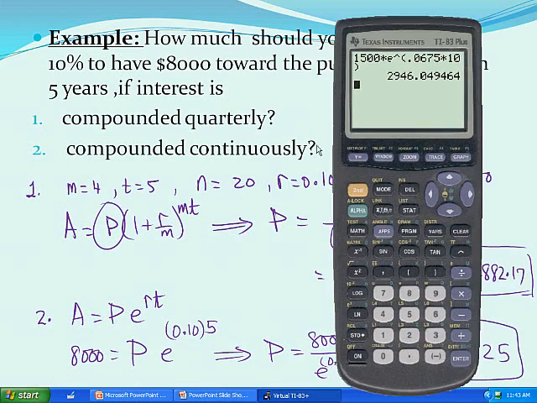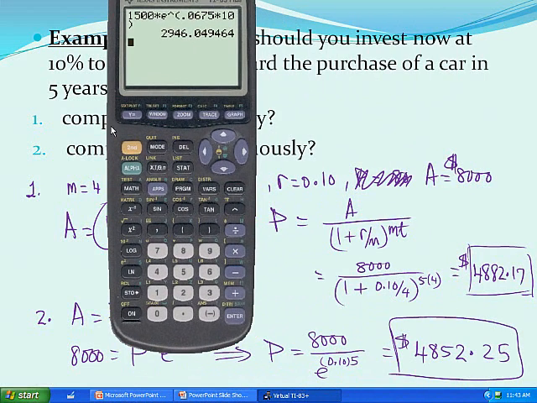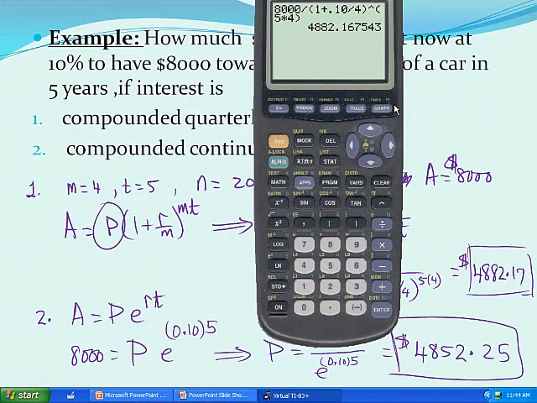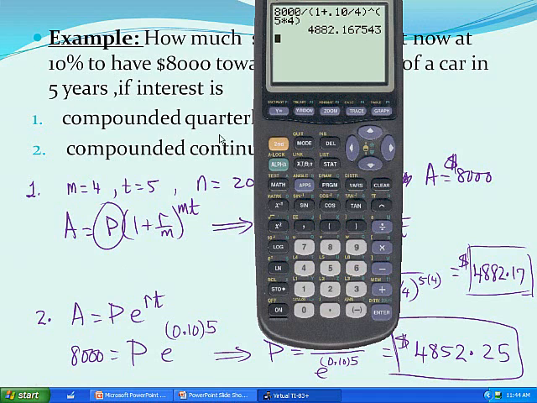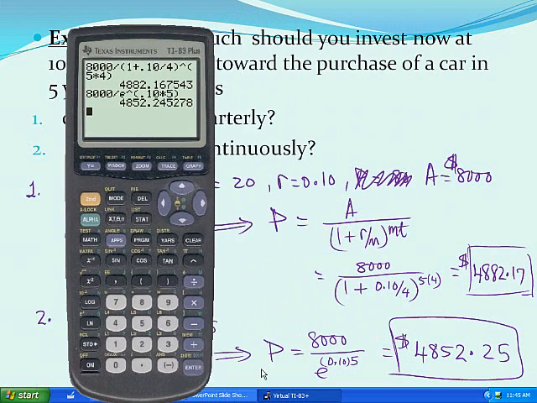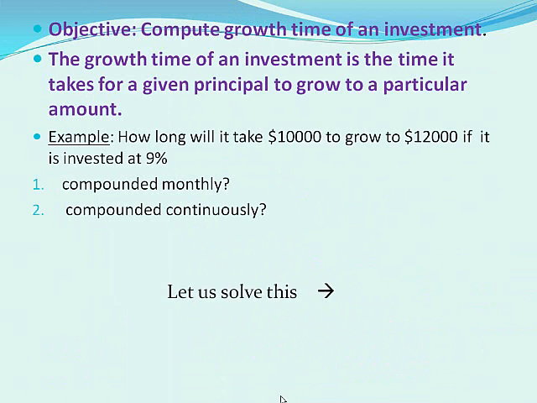Let me show you that on the calculator too. So this is 4,882.17, again rounded to 2 decimals. If the interest is compounded continuously, we need to use the formula A equal to P e to the power RT. So that is calculated as, so that gives 4,852.25.